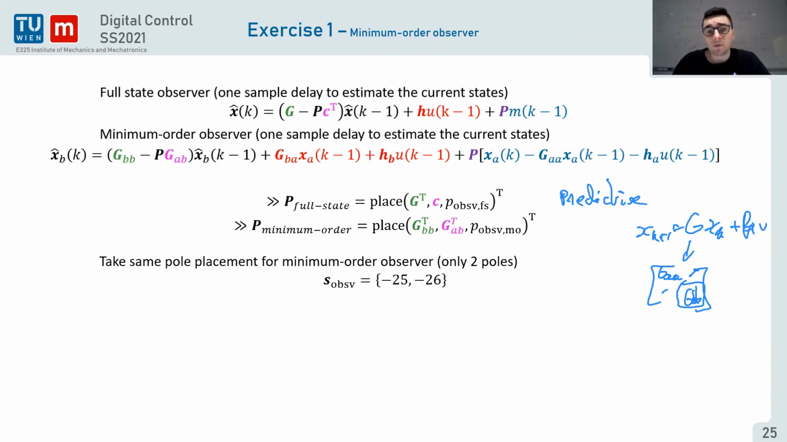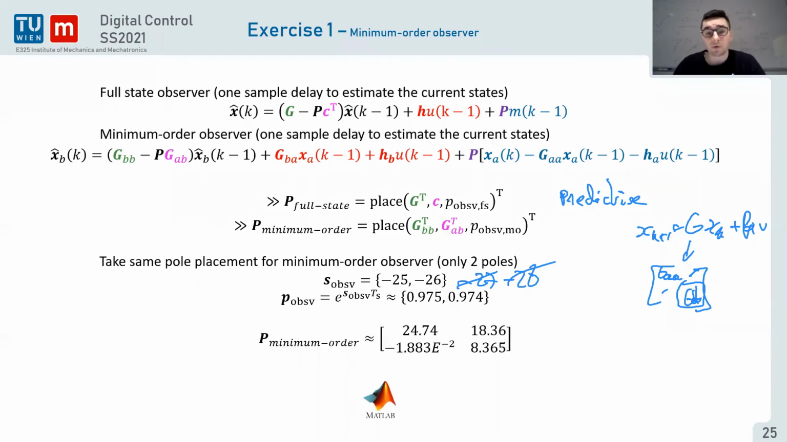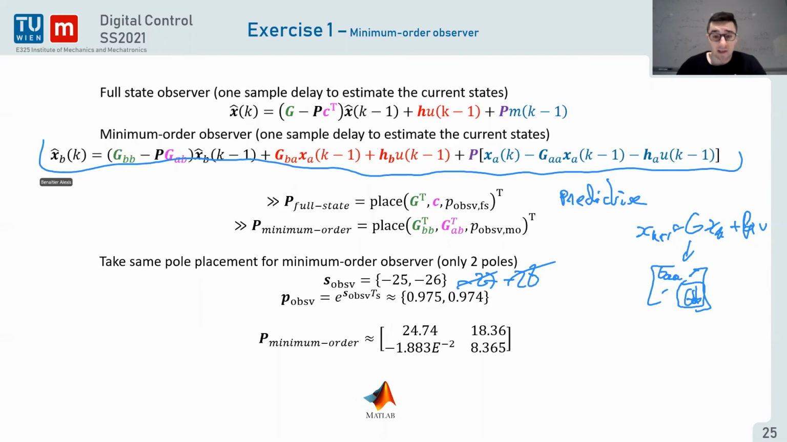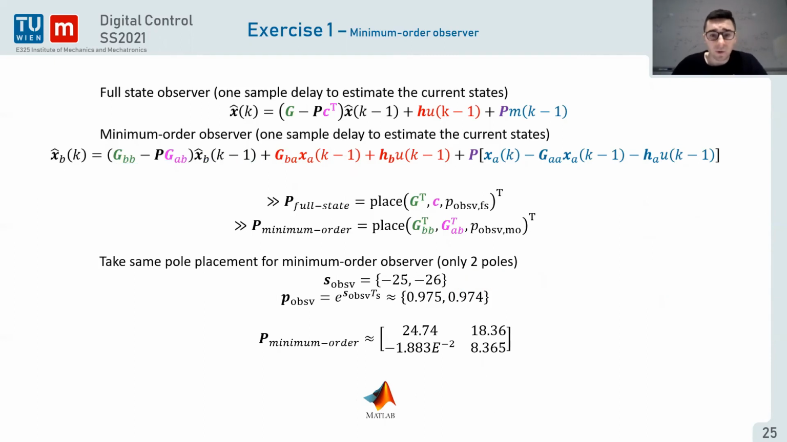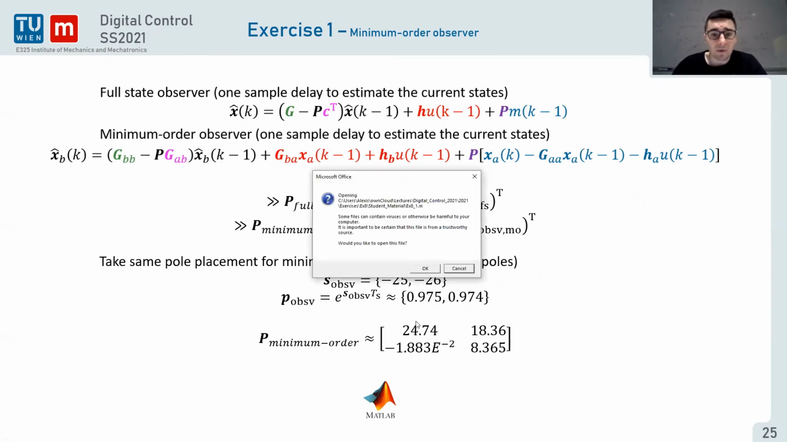We need only 2 poles. Last time we had minus 25, 26, 27, and 28 as a reference. Here I need only 2 poles, so I just take the first 2 poles, define them in discrete time, and then find the gain for the minimum order observer. This is the gain for the minimum order observer, and this is the equation I need to use in Simulink. If we have a look in MATLAB, it's really easy.